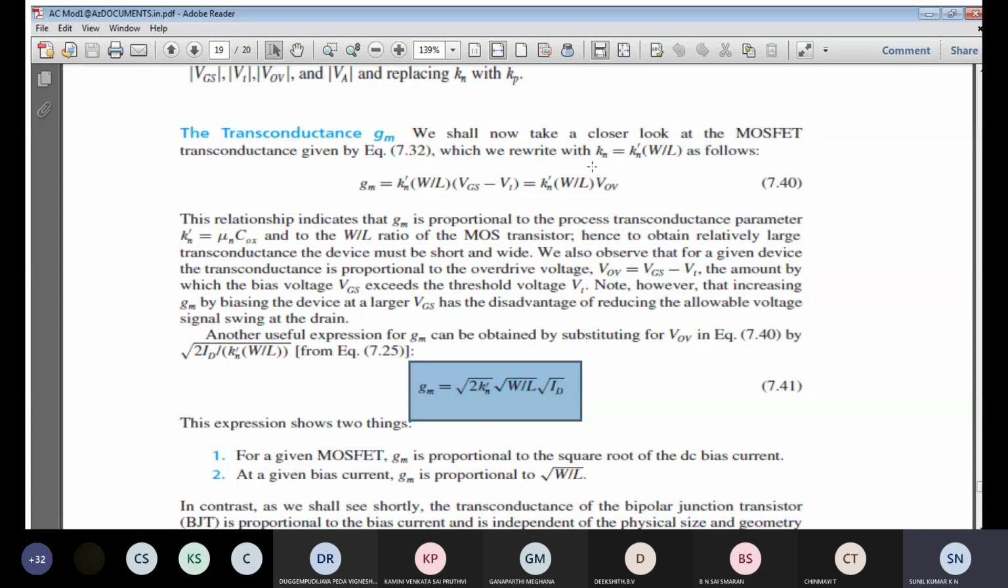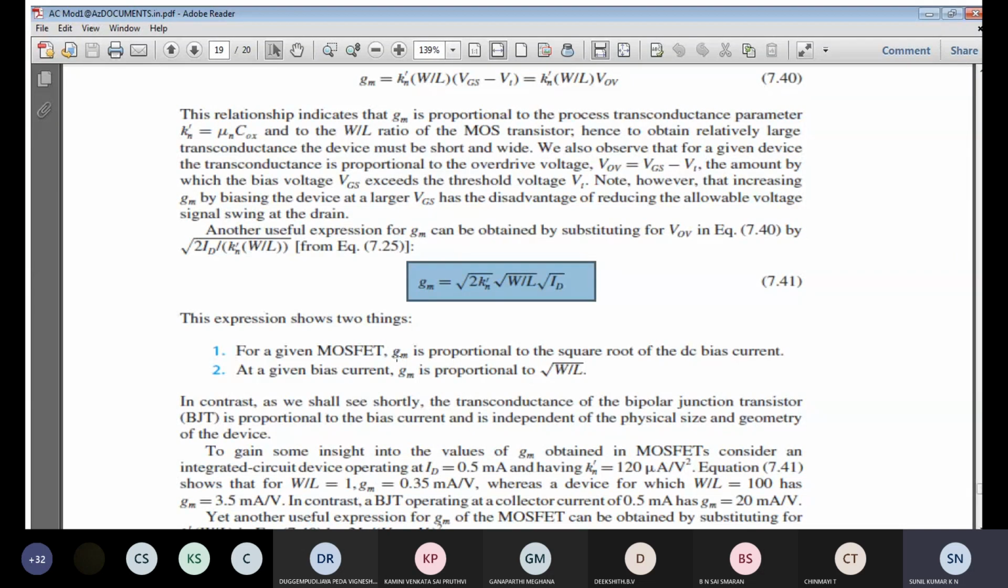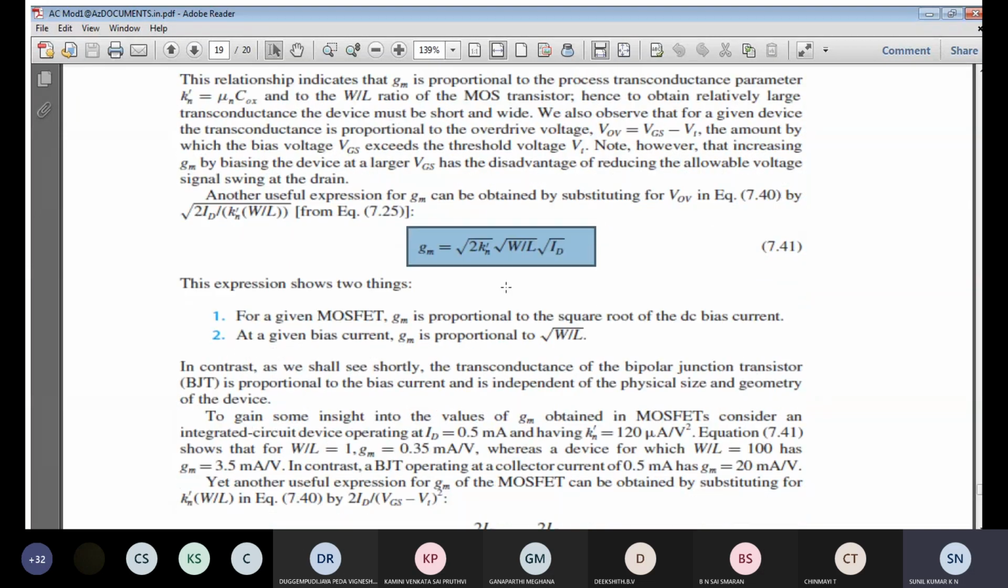So by substituting the value for VOV with respect to the drain to source current expression, I can write the same transconductance in terms of the square root of the DC bias current. Here this is nothing but the DC bias current, and it is proportional to the square root of W by L for a given transconductance. So this is another expression which you can write.